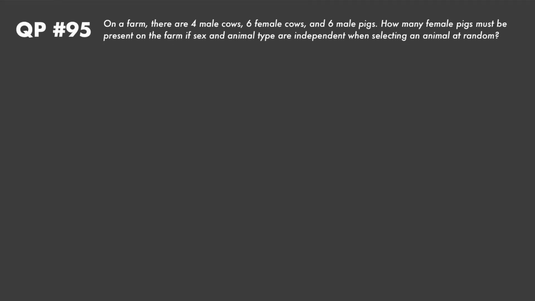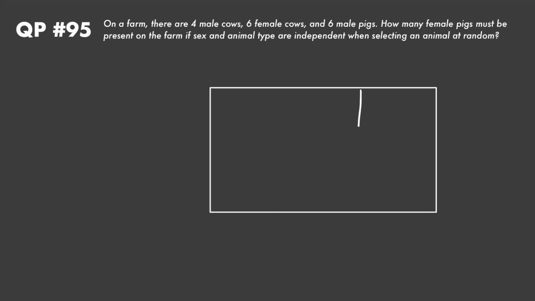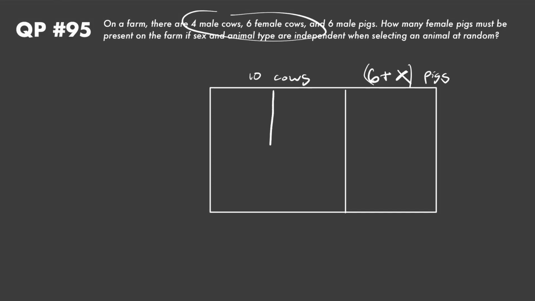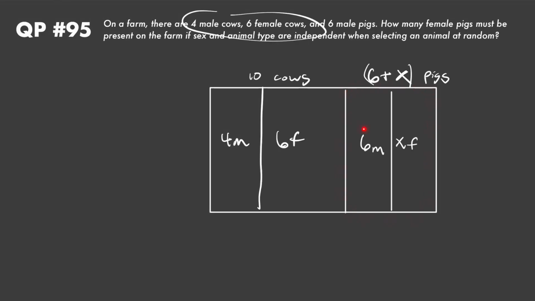So when two events are independent, that means when you have information about one of the events, it doesn't change the probability of the other event occurring. So if we let this be our sample space, and maybe first we break it up based on cows versus pigs, the animal type, well, we know that we have 10 total cows. We'll say 10 cows over here, and then we have 6 male pigs, but we don't know the number of female pigs, so we'll call the number of female pigs X. And then for our cows, we can partition them into 4 males and 6 females, obviously. Then in the pig section, we'd have 6 male pigs and X female pigs.